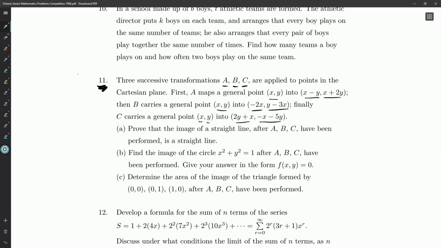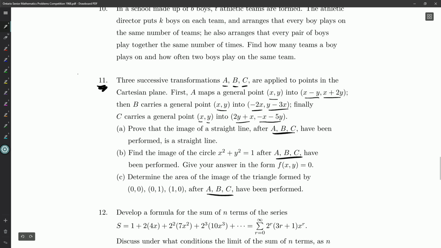Looks like we've got three parts, and from a quick glance, it looks like we're doing A, B, and C all together. So the first thing is probably to figure out what A, followed by B, followed by C actually does to the plane. But let's read these questions all together, to make sure I'm really understanding what we're talking about.